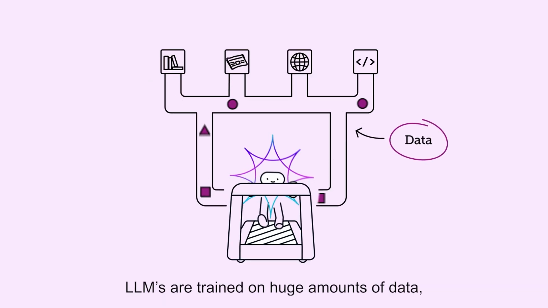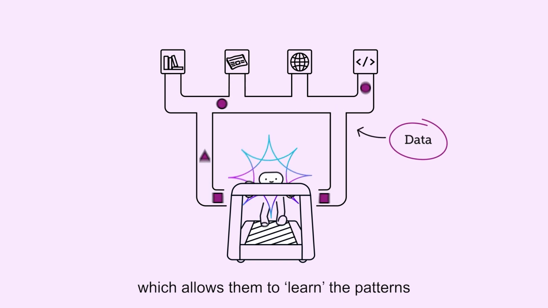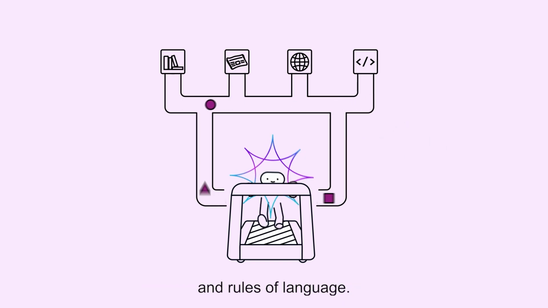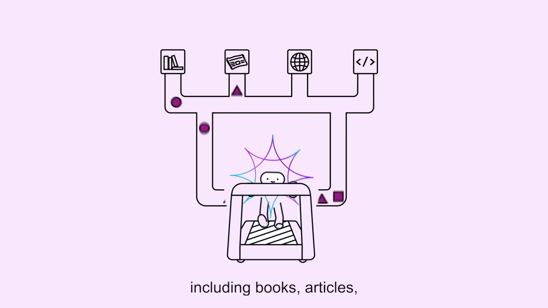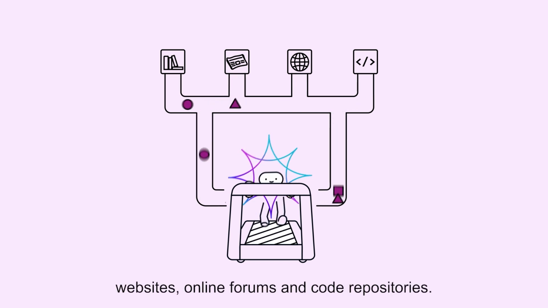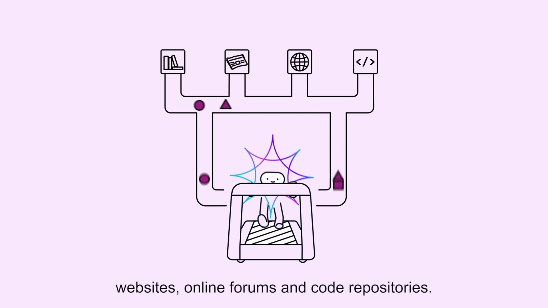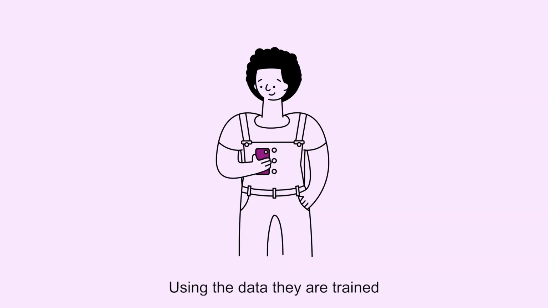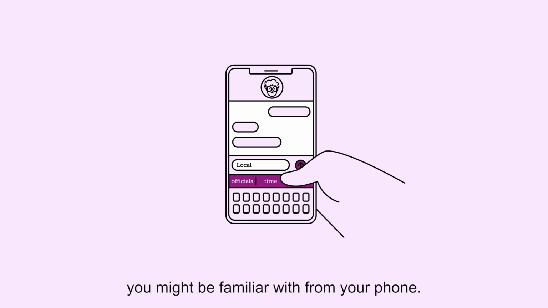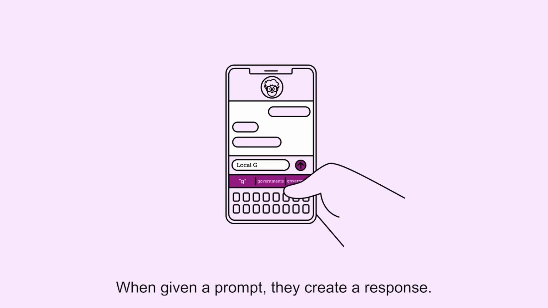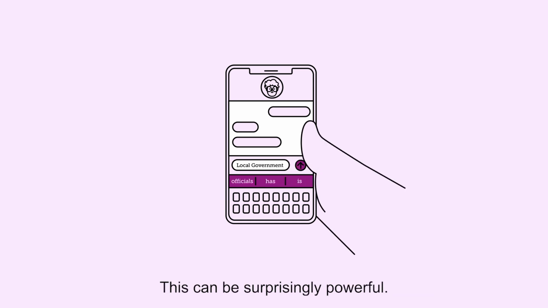LLMs are trained on huge amounts of data, which allows them to learn the patterns and rules of language. This data comes from many sources, including books, articles, websites, online forums, and code repositories. Using the data they are trained on, large language models work in effect like the predictive text tool you might be familiar with from your phone. When given a prompt, they create a response. This can be surprisingly powerful.